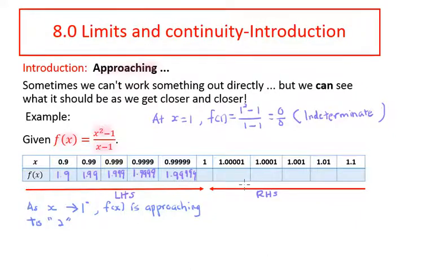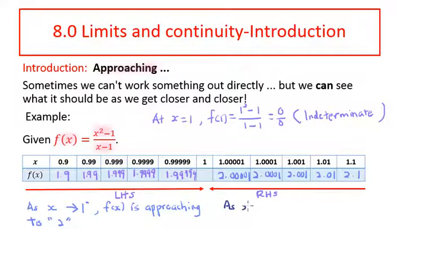Then what happens with the opposite sign? When we substitute 1.1 into this rational function, we will have 2.1, and then this is 2.01, 2.001, 2.0001, 2.00001.